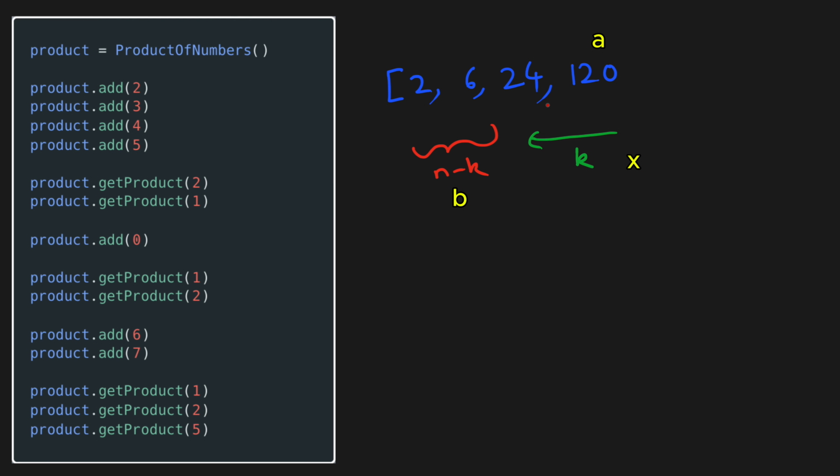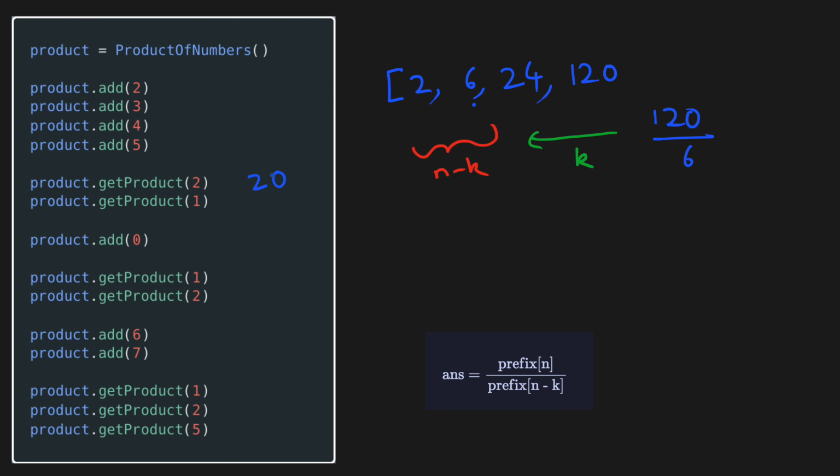Then whatever the product b is, we multiply some k numbers afterwards and that will give us A. So that means we can calculate our answer X as A divided by b, or the prefix product of the last element divided by the prefix product of the n minus kth element. So we can calculate getProduct2 by dividing the product of all elements, that is the prefix product stored at the last index, in this case 120, by the product of the first n minus k numbers, which is 6 in this case. So our getProduct2 will be equal to 20.